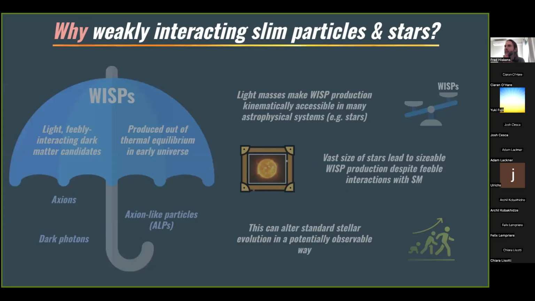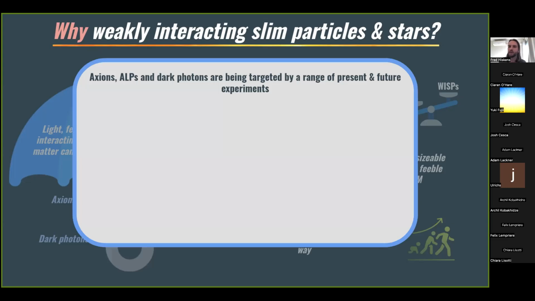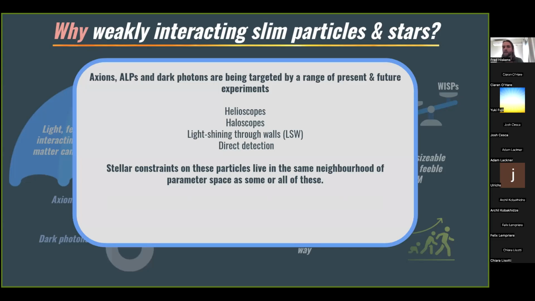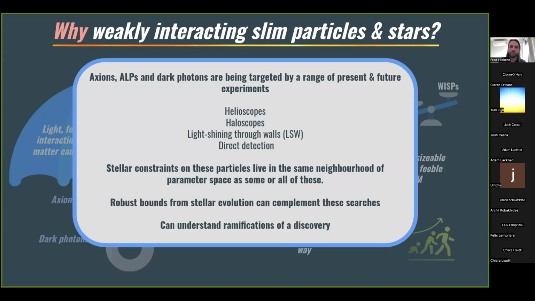So I do think it's worth pausing here to just quickly cover why we should be interested in doing this advancement. And to this point, I think we should remember that the WISPs I've mentioned, axions, ALPs, and dark photons, particularly the QCD axion here, are the targets of numerous experimental programs, including helioscopes, haloscopes, light shining through wall experiments, and even direct detection. And the interesting point here is that the stellar constraints on these particles live in exactly the same neighborhood of parameter space as some or all of these experimental efforts. And so robust bounds from stellar evolution can complement these searches, or far more speculatively, but it's also important to remember, if there were some kind of discovery, it would be important to understand any potential astrophysical ramifications of those.